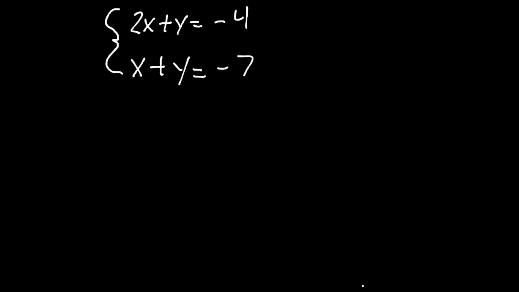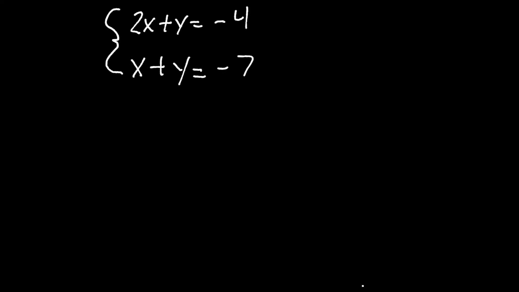Now looking at this, it might not be the best example for a substitution method problem, because if we notice, nothing is equal to a single variable. I have 2x plus y equals, I have x plus y equals. So it's not going to be as simple as the examples we've done previously, where we just had one variable equals and then everything else. But that doesn't mean we can't use substitution to solve it.